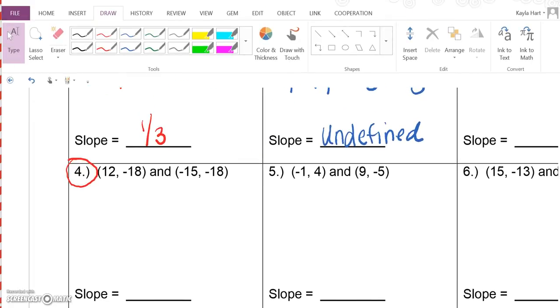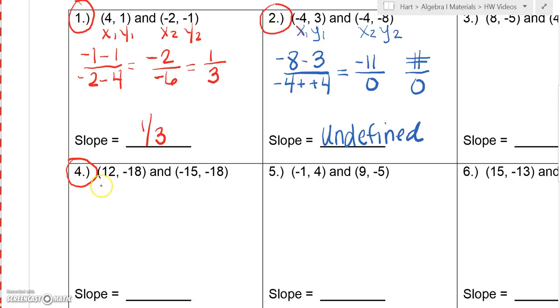Alright, and then our last one, number 4, label it again, and plug it into the formula. We start with y2, which is -18, minus y1, which is also -18, divided by x2, which is -15, minus x1, which is 12.